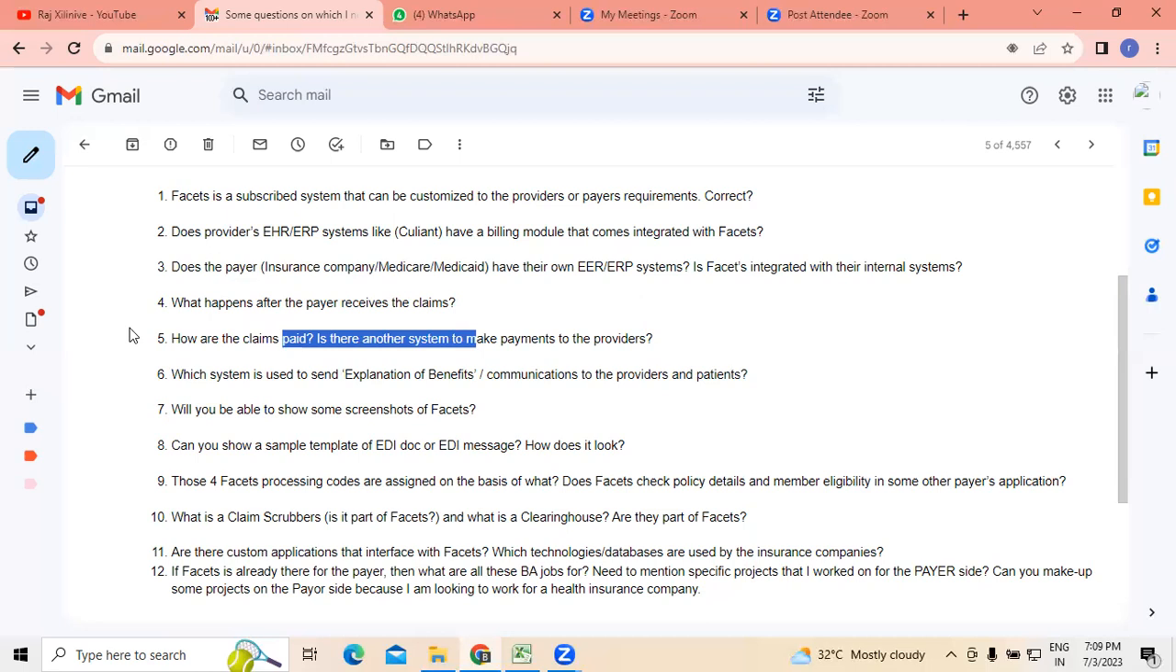So these are the clarifications I want. This is what generally claim adjudication means. Claim adjudication is nothing but claim query. Claim adjudication means, for example, if I want anything to be clarified before I'm accepting or rejecting the claims, whatever process I follow, we call that claim adjudication.